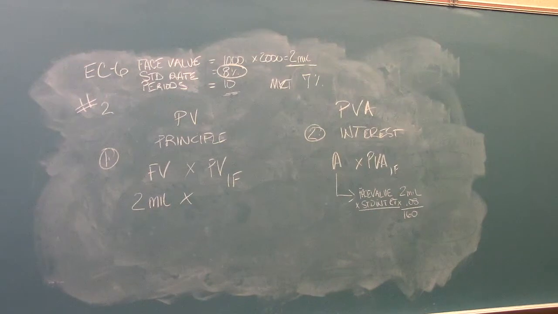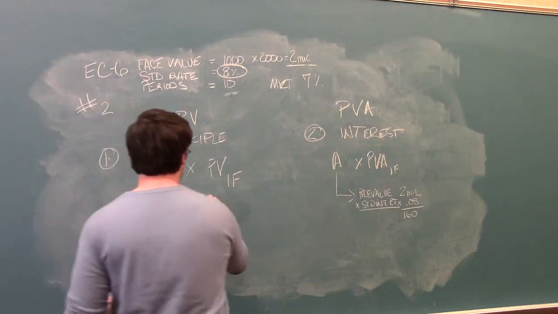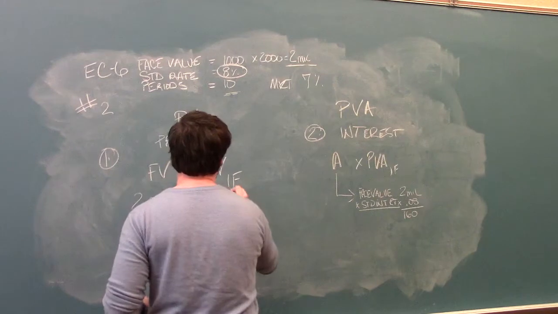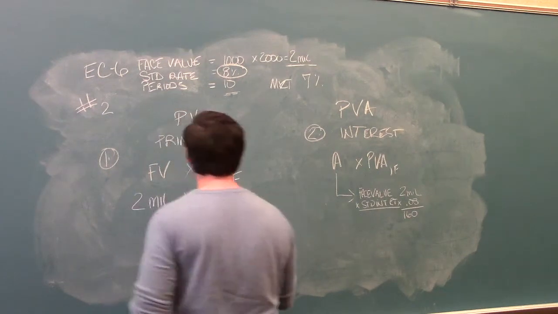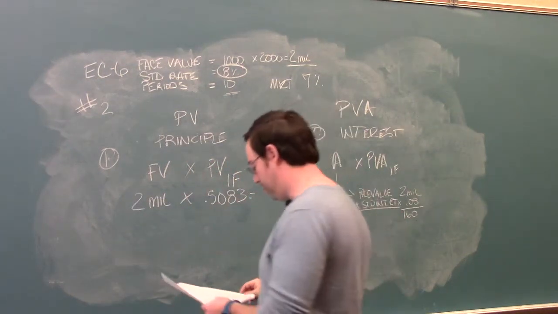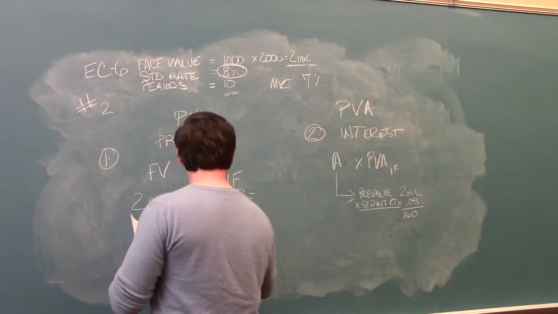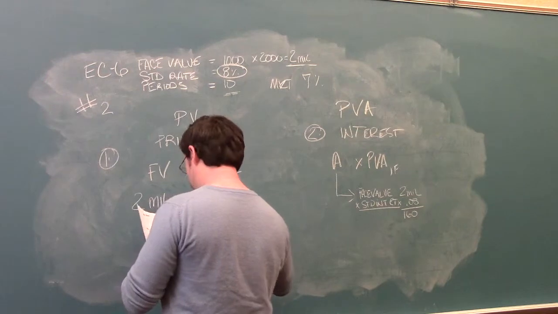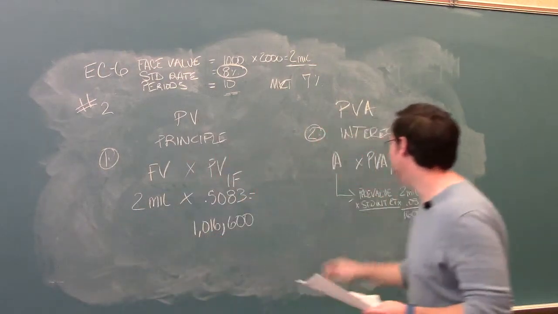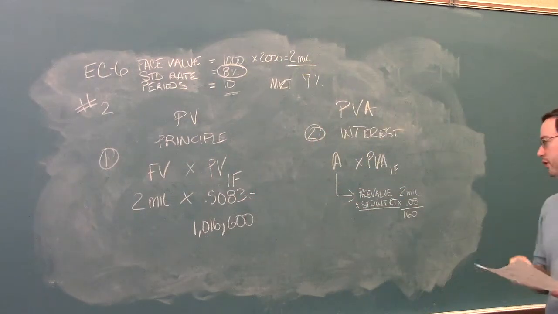Our table on page C15 at 10 periods and 7% gives us 0.5083. So we multiply this out, 0.5083, which gives us a total present value principal portion of 1,016,600. Now let's do the interest portion.